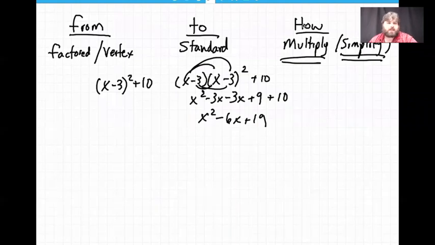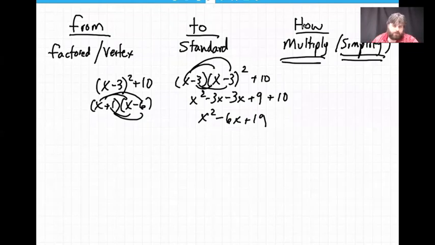Okay? So basically, either factored or vertex, it would work the same way if you had (x plus 1) times (x minus 6), right? You just distribute, multiply, simplify. It will be in standard form. Okay? So the next one.